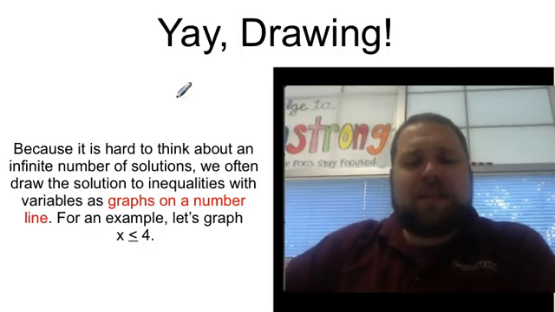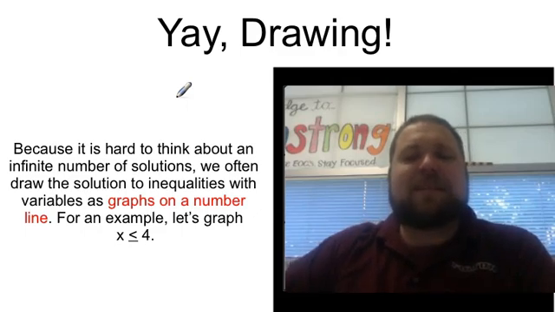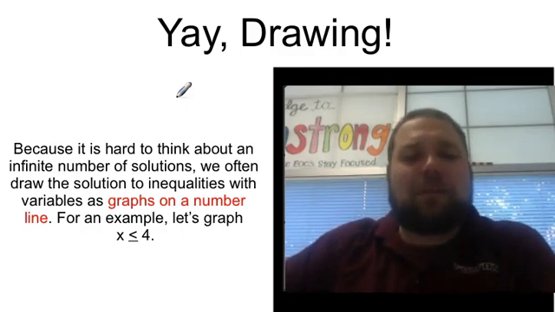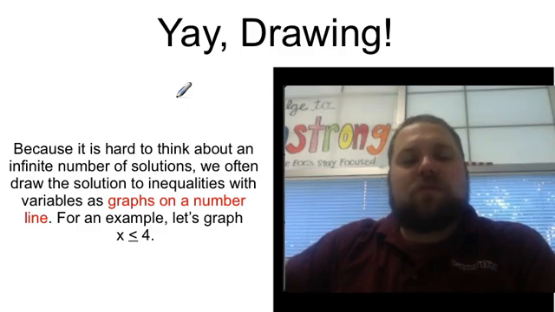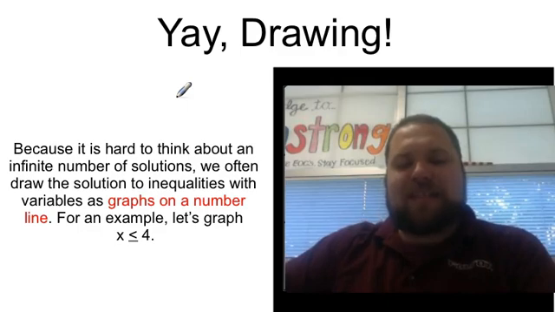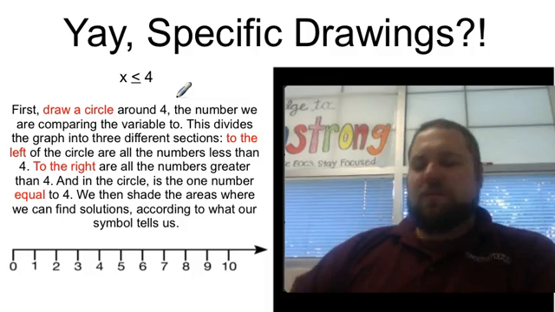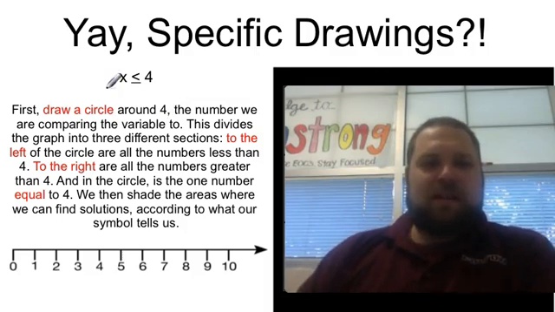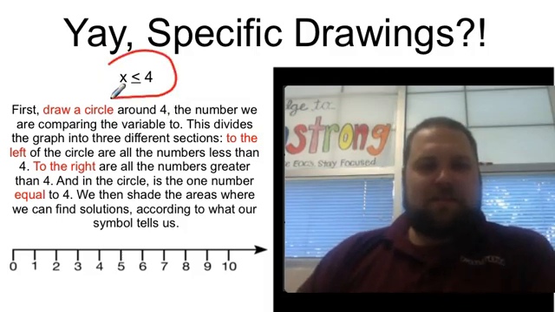So the question then becomes, how do we explain that there are an infinite number of these solutions if we don't want to write them one at a time? It would literally take until the end of the universe to write them all down. So what we do is we draw them as graphs on a number line. And we're going to look first at the graph of x is less than or equal to 4. So here's what we do. We take our inequality that we're looking at, and you can see it right up here. x is less than or equal to 4.